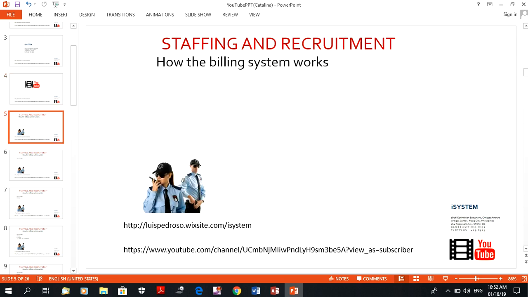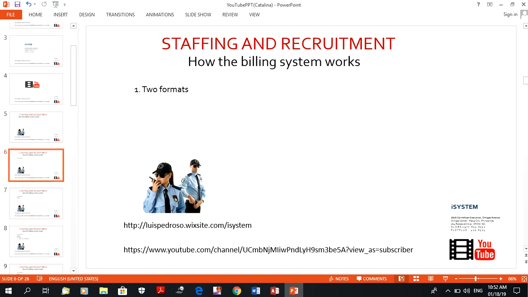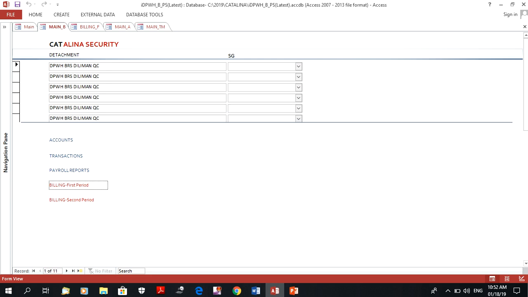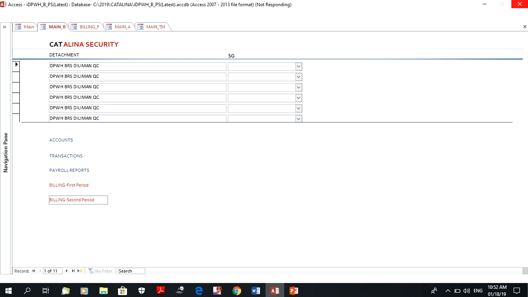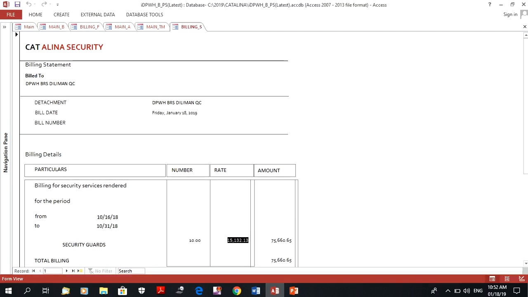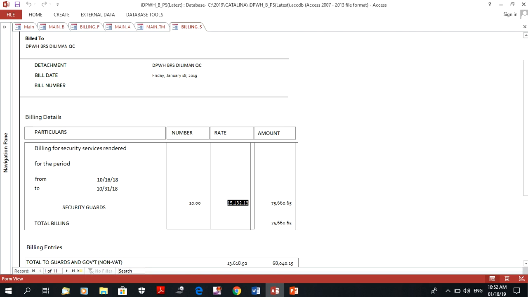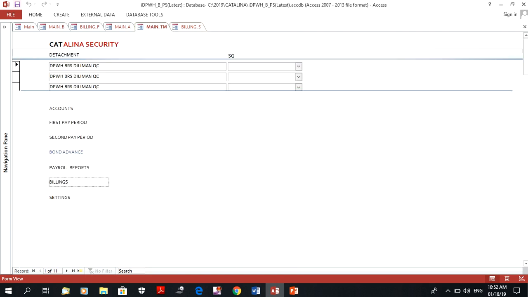Now, again, the topic is how the billing system works. The first item on the agenda is that the billing has two formats. You have the first pay period, which is your 1 to 15, and you have your second pay period. The format or the result of the billing is almost the same, except that the way to total the number of employees is based on two different things.